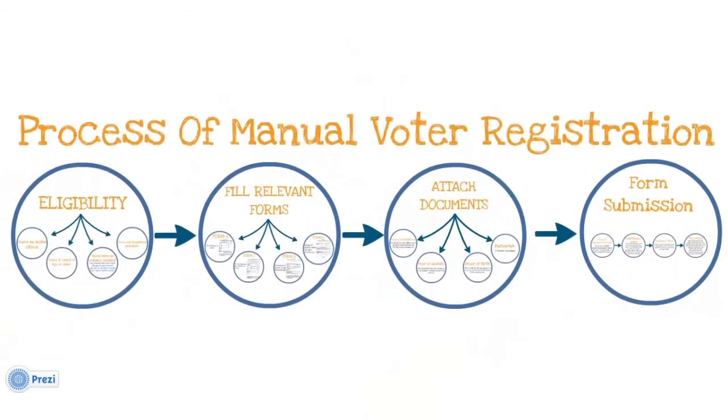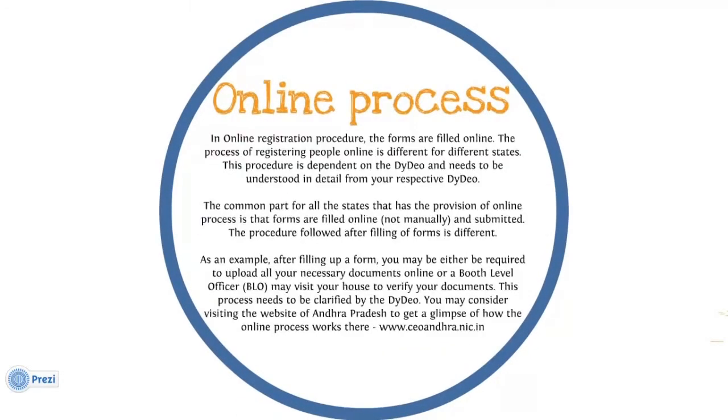Let's have a look at the online process. In the online registration procedure, the forms are filled online. The process of registering people online is different for different states. This procedure is dependent on the DYDEO and needs to be understood in detail from your respective DYDEO. The common part for all the states that have the provision of online process is that forms are filled online, not manually, and submitted. The procedure followed after filling of forms is different.